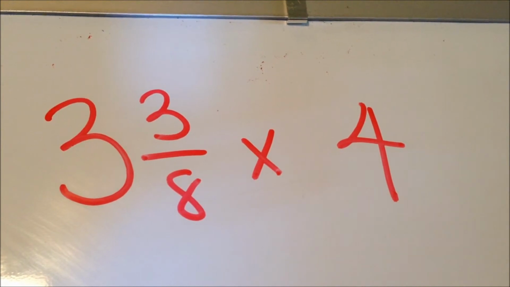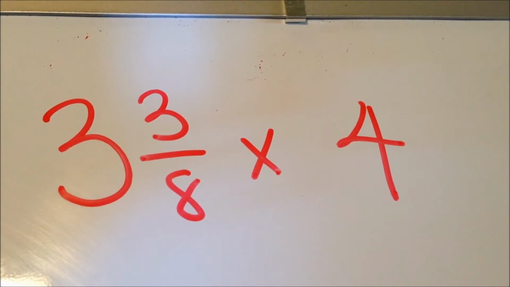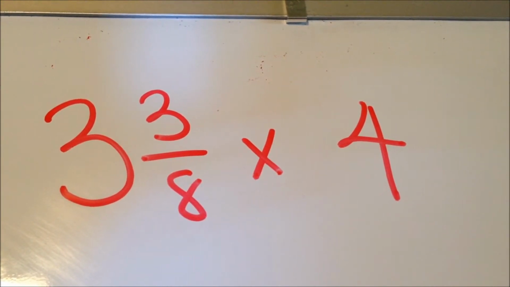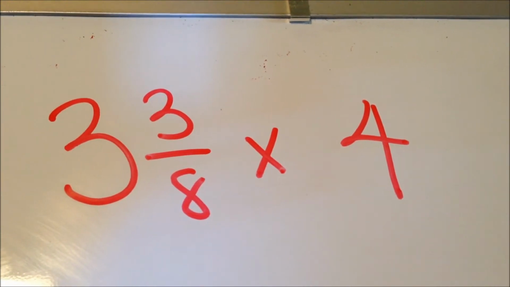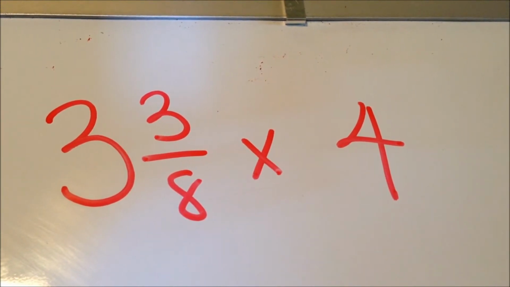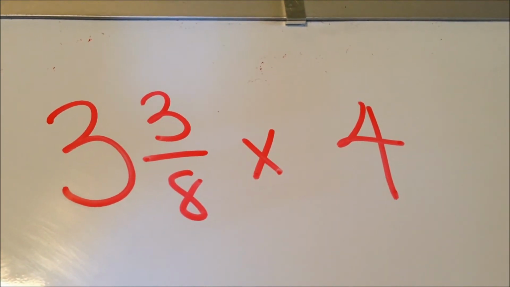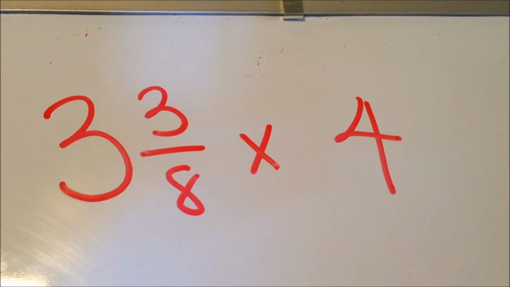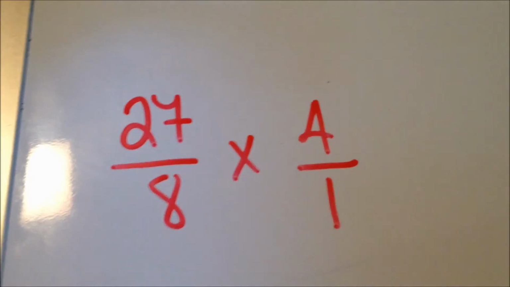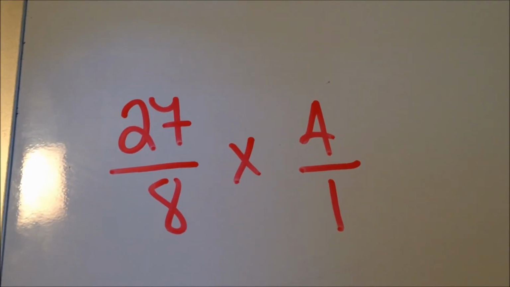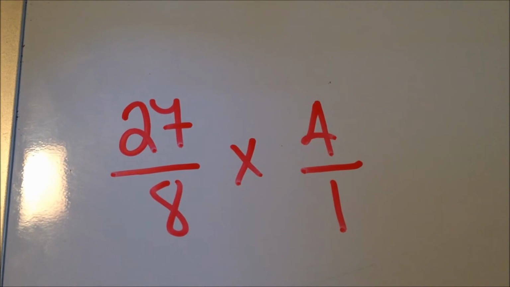Just like I said before, anytime you have a mixed number, you want to convert it to an improper fraction, so that would be 27 over 8. And in terms of the whole number, anytime you're working with a whole number in conjunction with other fractions, you want to turn that whole number into a fraction by placing it over 1. So we now have 27 over 8 times 4 over 1. So now we can multiply.